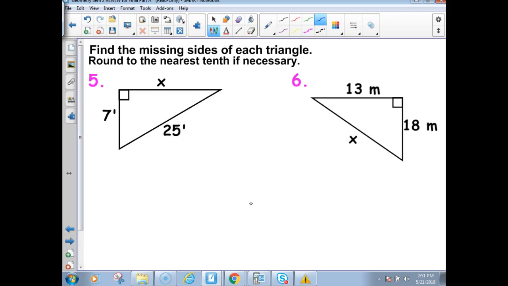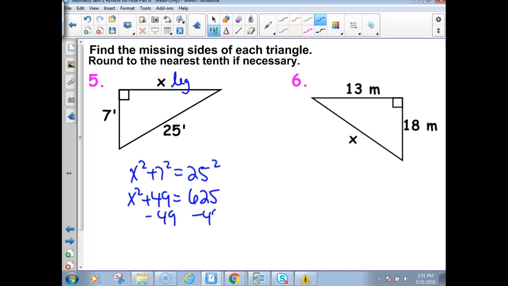Number 5 is also Pythagorean theorem, but we're missing a leg. So you have to do x squared plus 7 squared equals 25 squared. The hypotenuse is last. We're going to need to subtract 49 from 625. I just evaluated those. 625 minus 49 is 576. Take the square root of 576 and you should get 24. And a single tick mark means feet, so x is 24 feet.